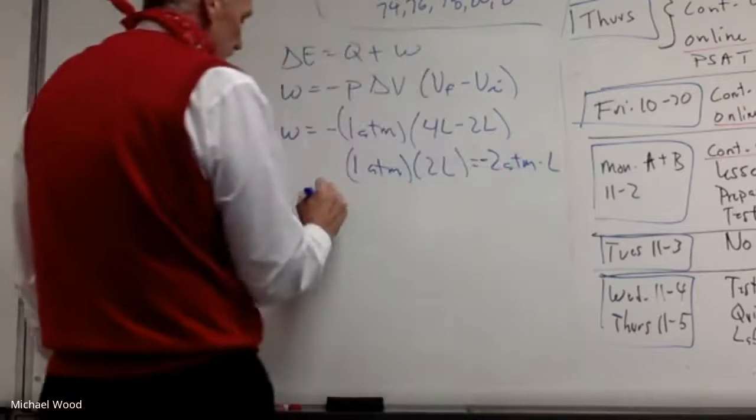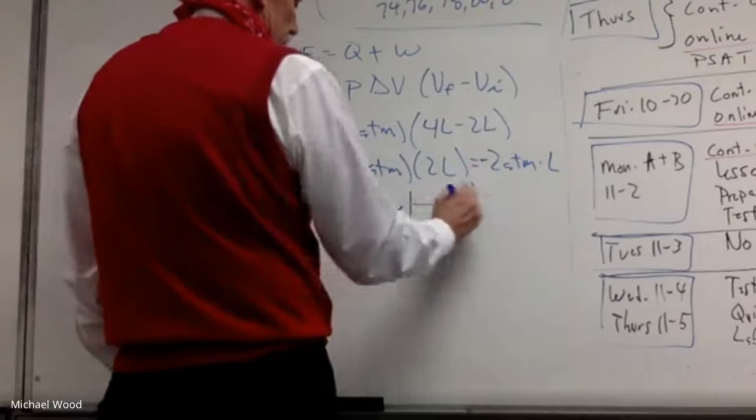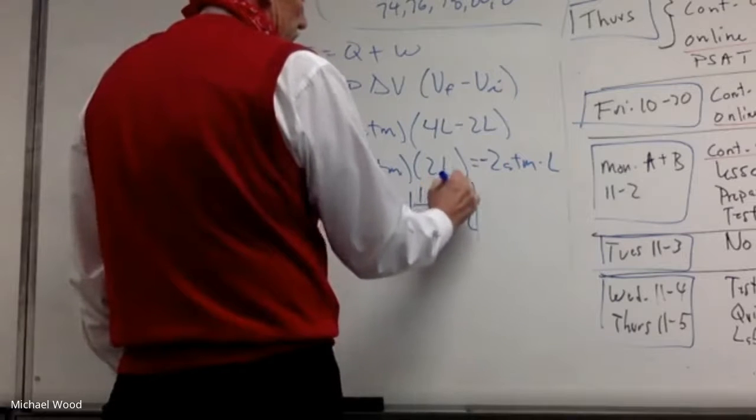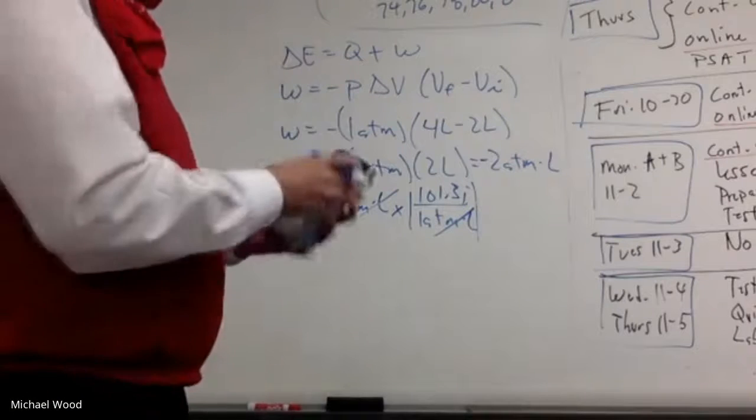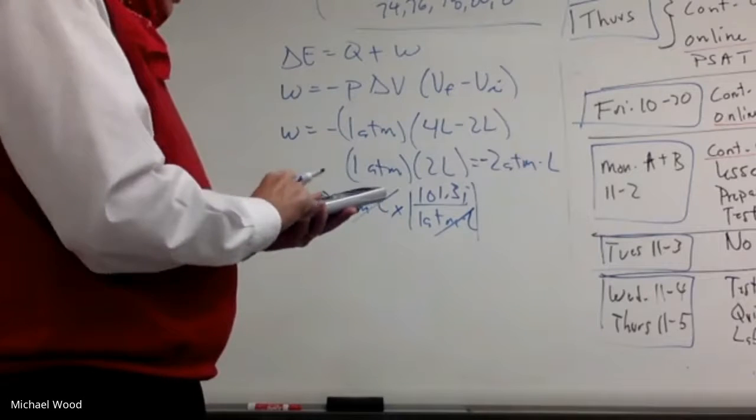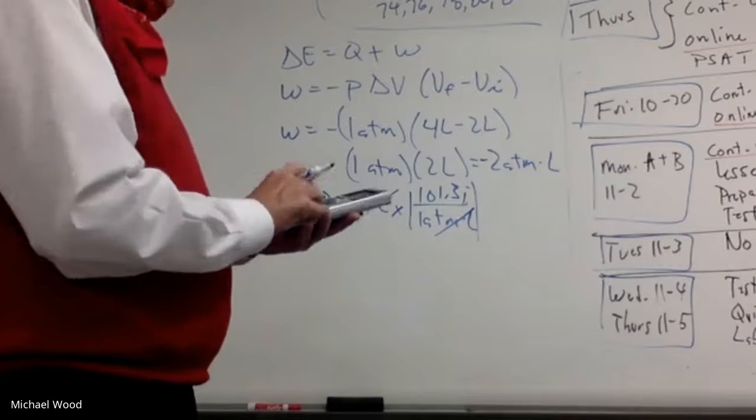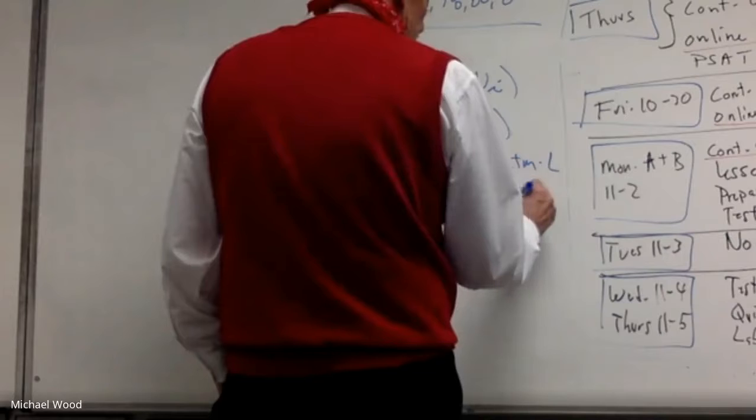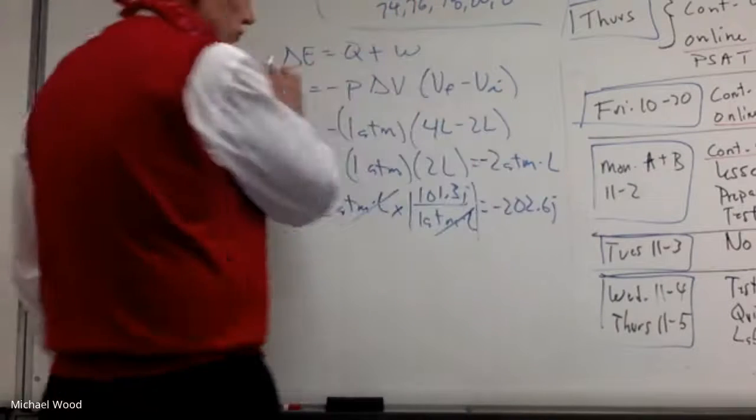Okay, so then I'm going to take that and get it into joules. For every 1 atmosphere liter, there's 101.3 joules, and this is something that you should know. So 2 times 101.3 gives me 202.6. It's negative 202.6 joules.